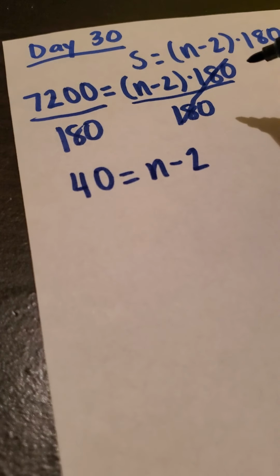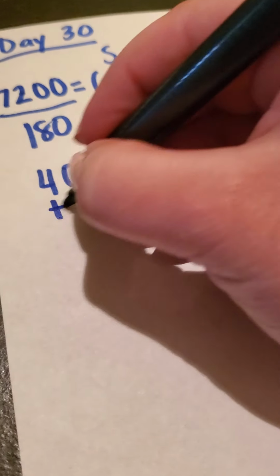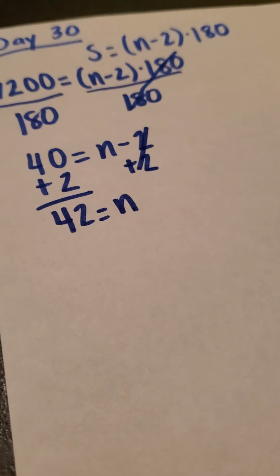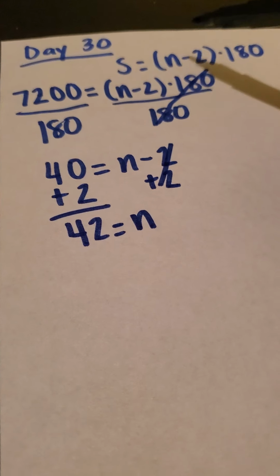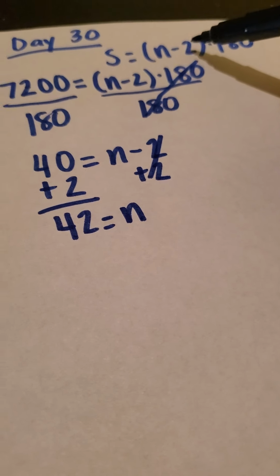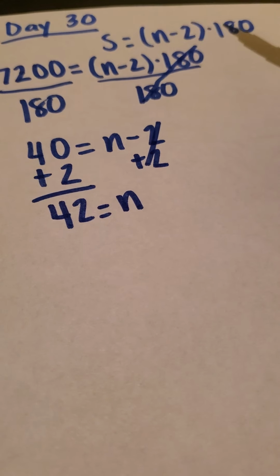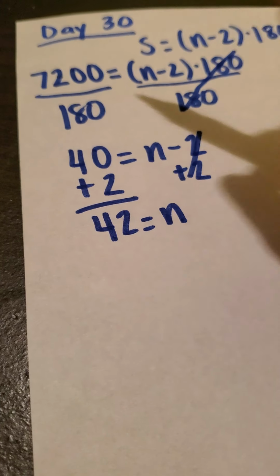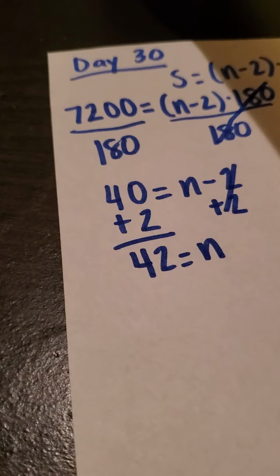I can drop the parentheses right there. And then I just have one more step, which is to add the 2. And I get the number of sides is 42. So if I plug that back into the formula, 42 minus 2 times 180, so 42 minus 2, that's 40 times 180, I'm going to get that number 7,200. So that's one way I can check my work. So that's what day 30 looks like.